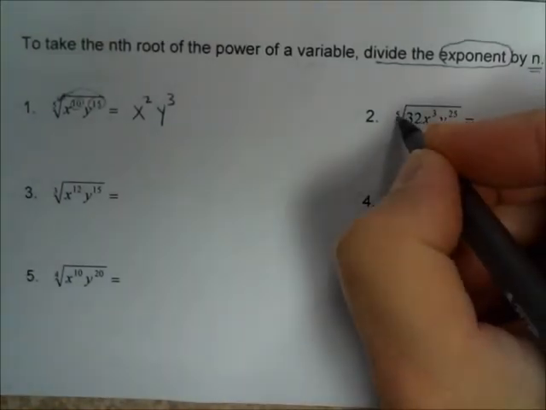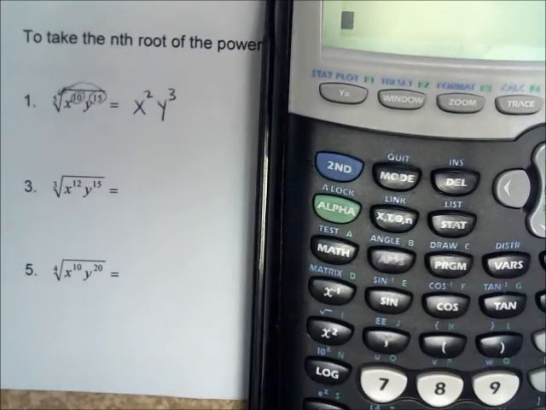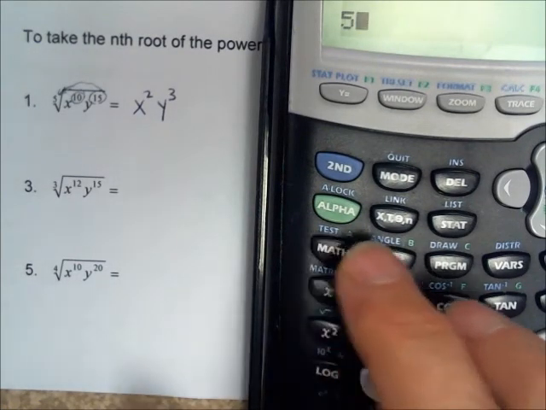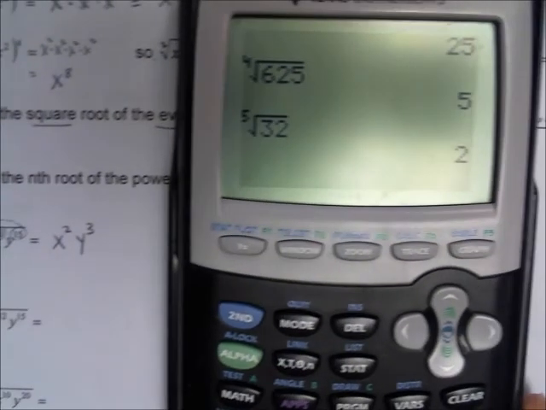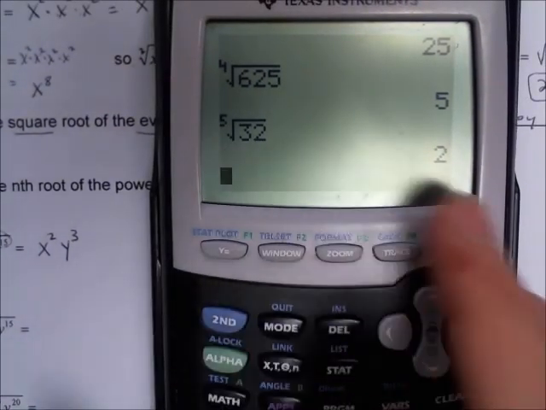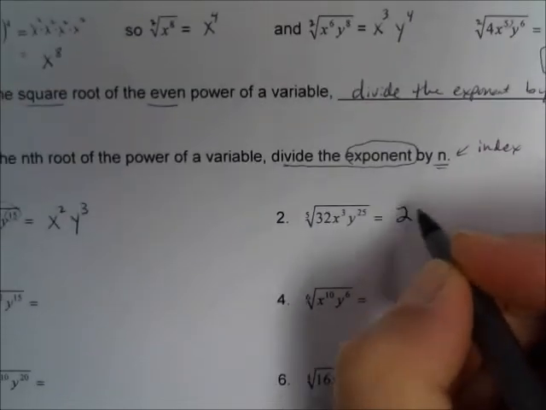Over here, we're taking the 5th root of 32. Well, if you forgot the 5th root of 32, press 5, math, option 5, the 5th root of 32. Oops, you can't see my calculator. The 5th root of 32 is equal to 2. So the 5th root of 32 we'll write down as a 2.